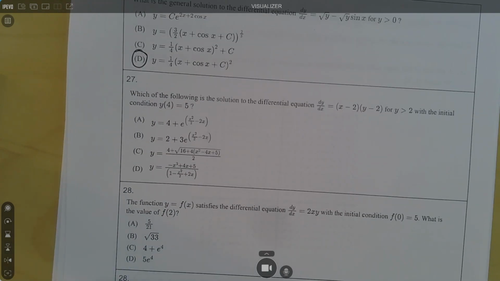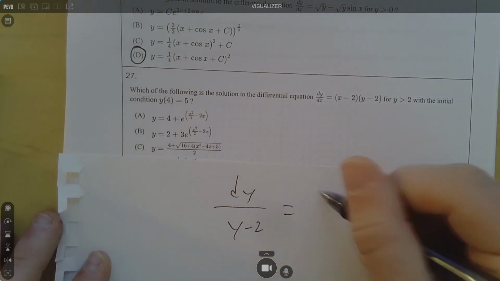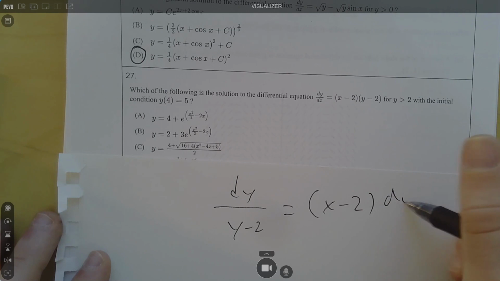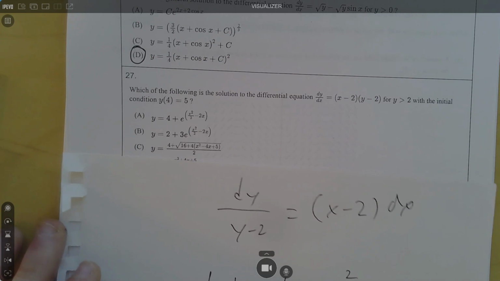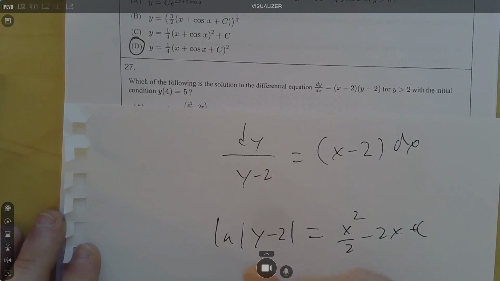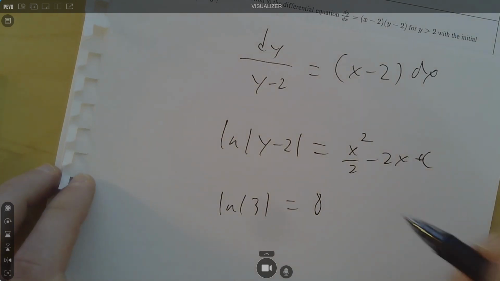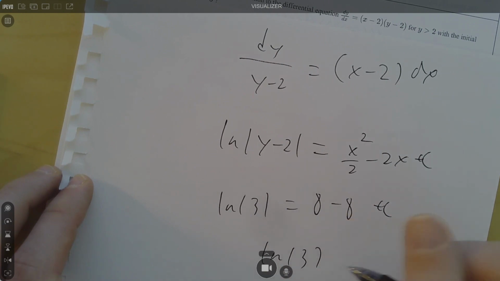27, another differential equation, same thing. It's going to be dy over y minus 2 equals x minus 2 dx. When you separate it, it's going to be ln y minus 2 equals x squared over 2 minus 2x plus c. When you plug in a 4, you should get a 5, so it's going to be ln 3 equals 8 minus 8 plus c, so ln 3 equals c.